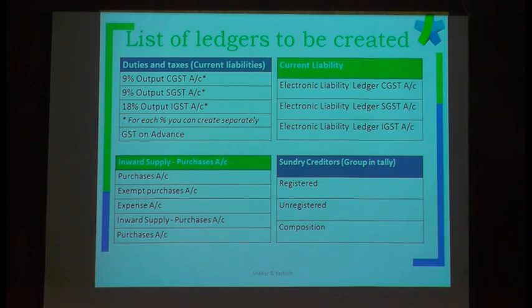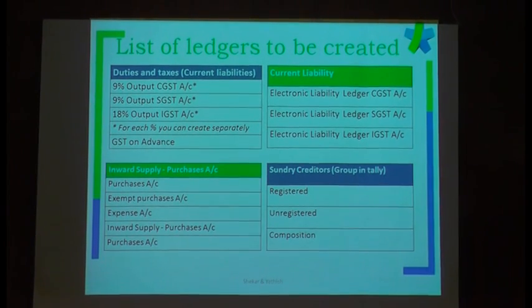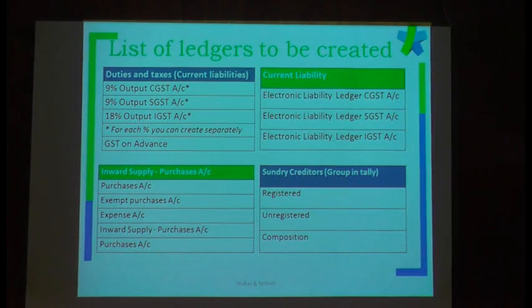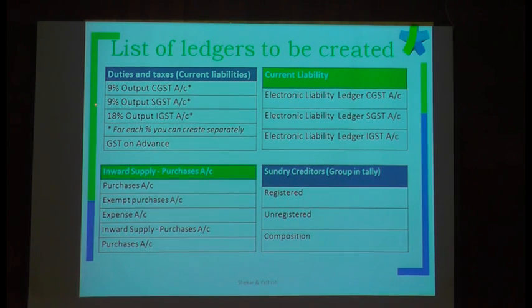Then the next aspect will be with respect to the duties. You need to have a 9% output CGST, and this is one example of 9%, it could change according to your rates. As I told you, you could have a configuration based on your item. Once you have done the configuration on your items, you need not have a separate account for each product or each class. It could be 9% output tax, 9% output tax and 18% for the output IGST account.